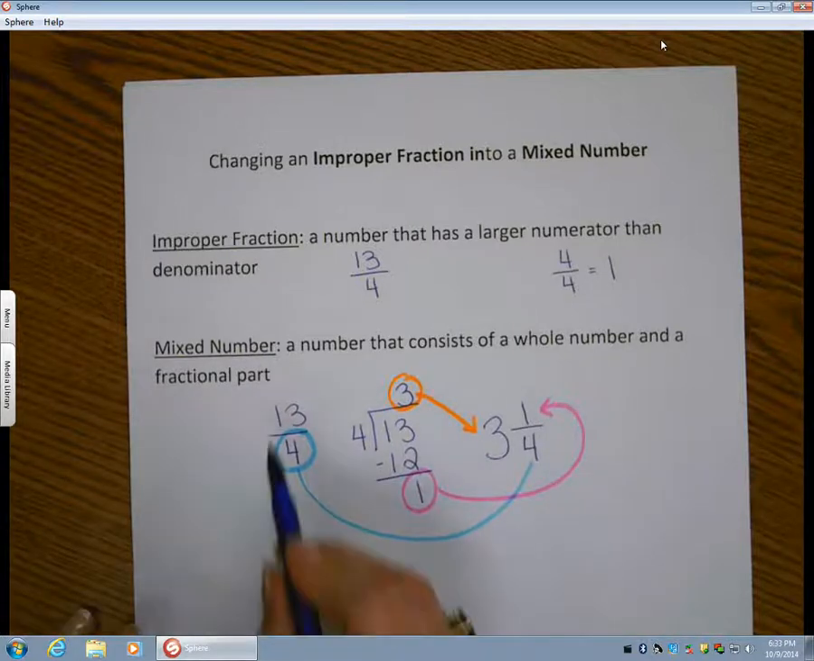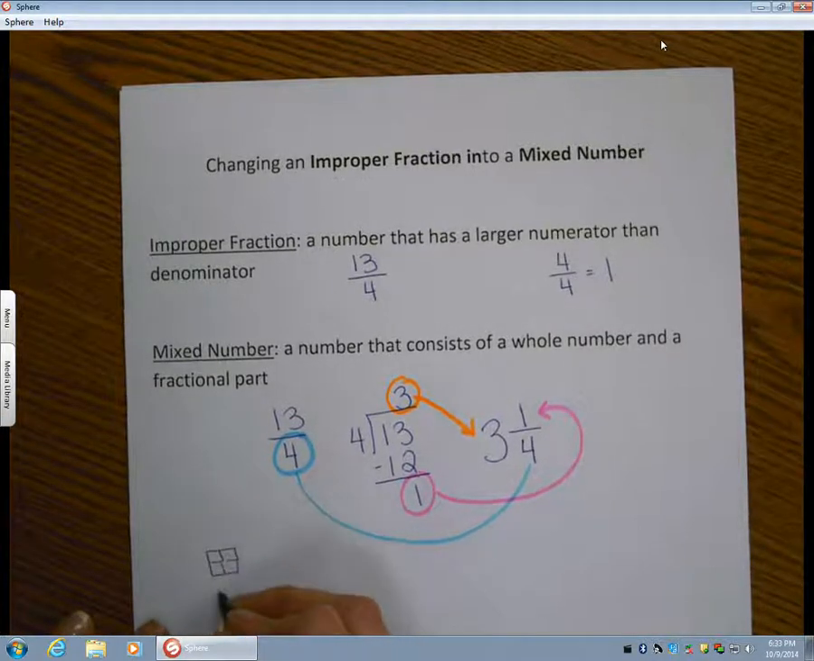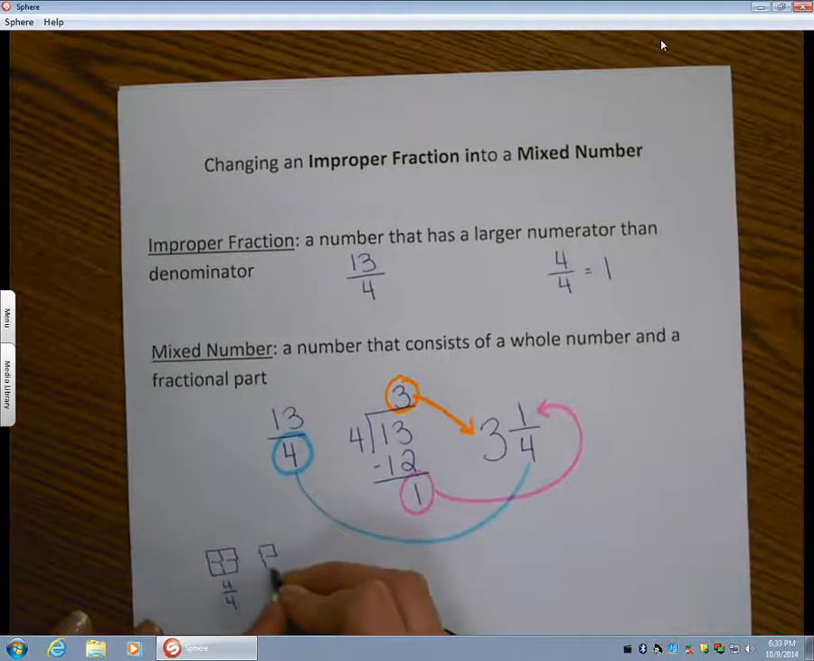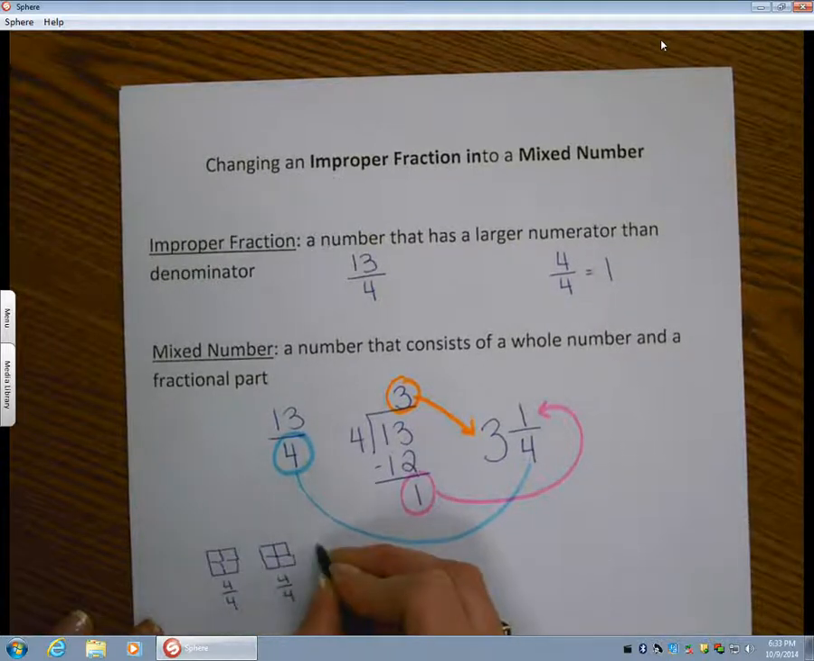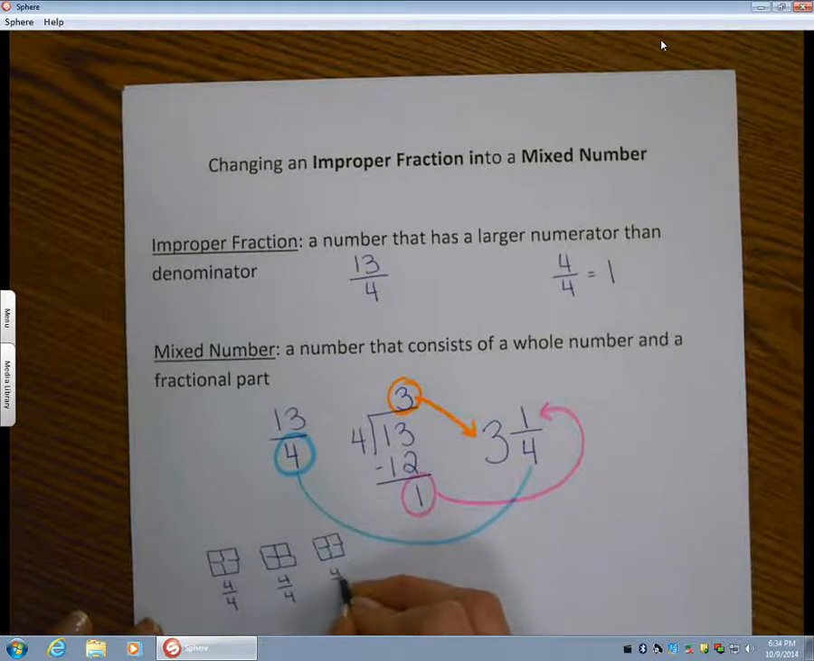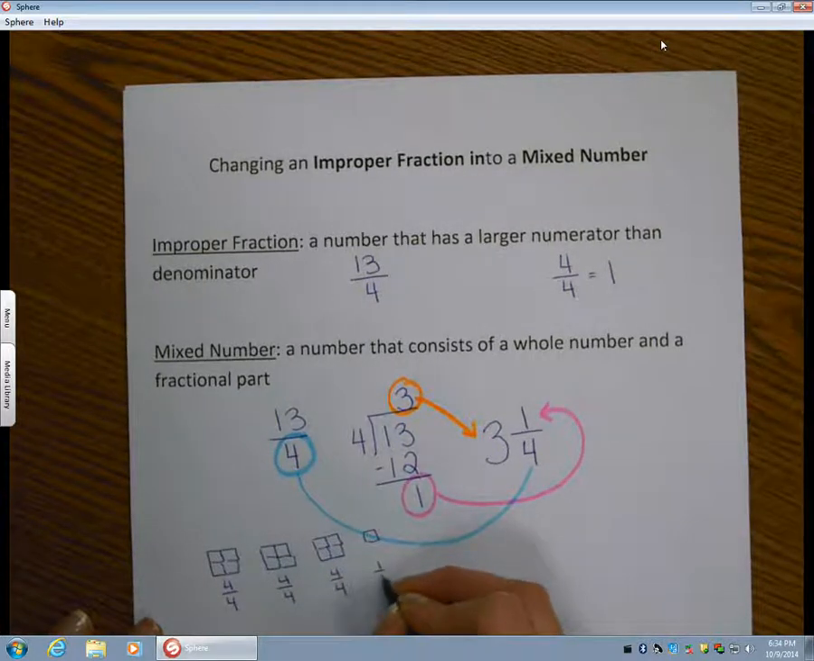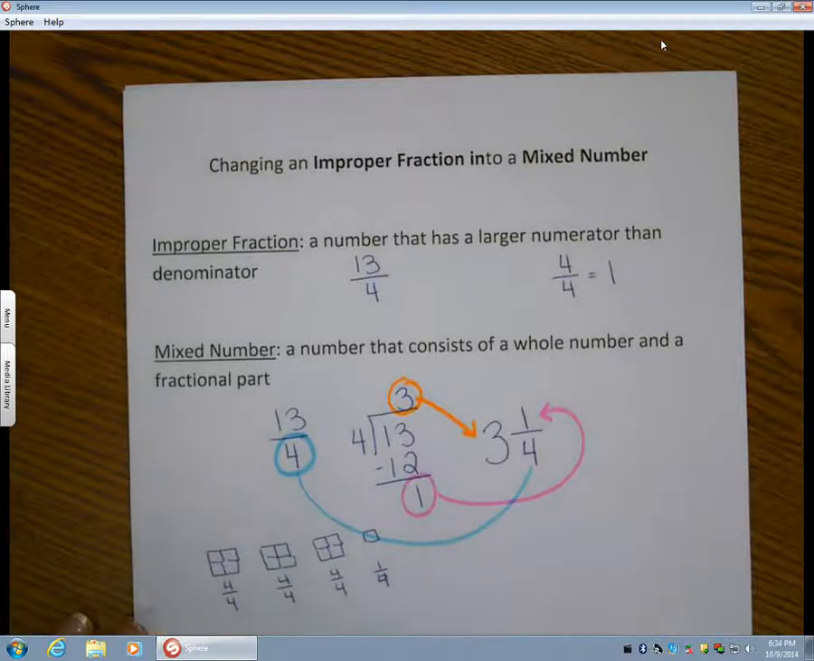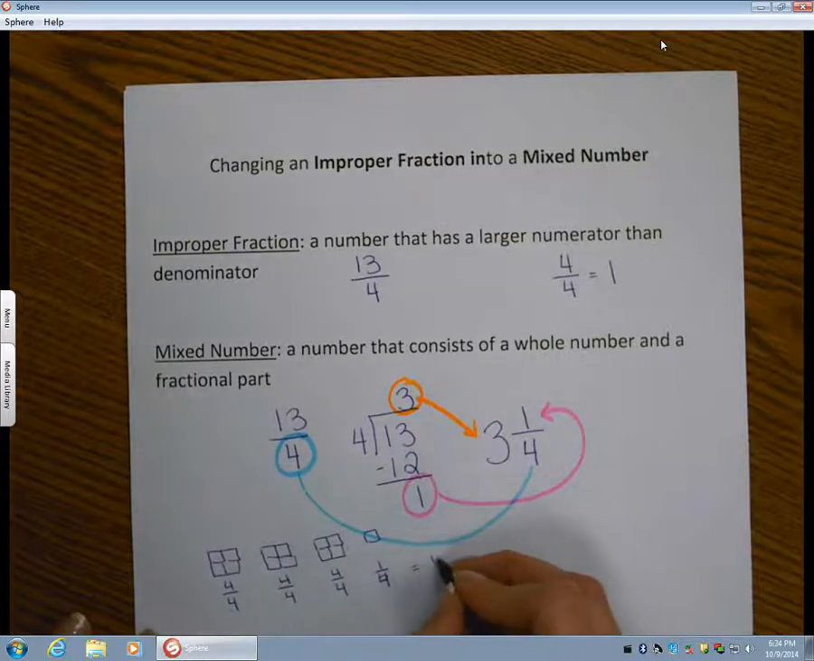Well, let's try using a picture. If I know that I have 13/4, I can start drawing those. 1/4, 2/4, 3/4, 4/4. Oh, 4/4, that makes 1 whole. Now I'm at 8/4. 12/4. 13/4. 4 plus 4 plus 4 plus 1 equals 13.